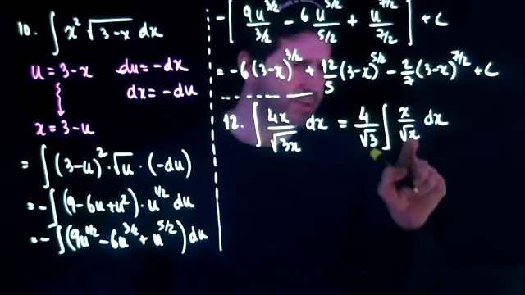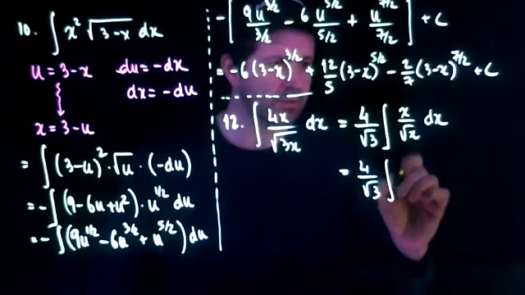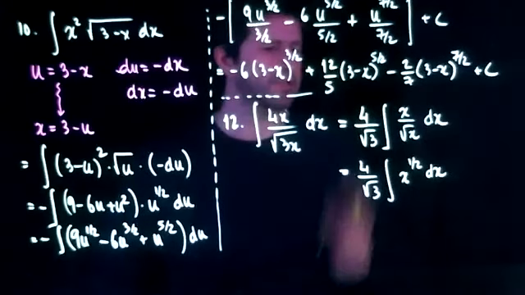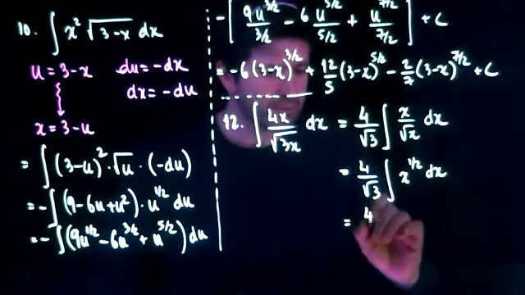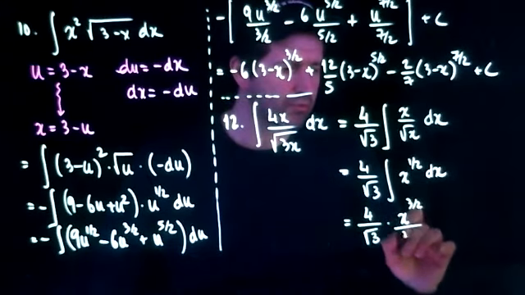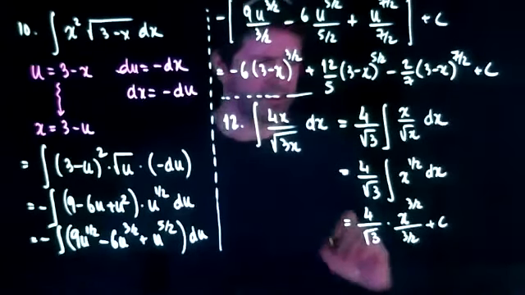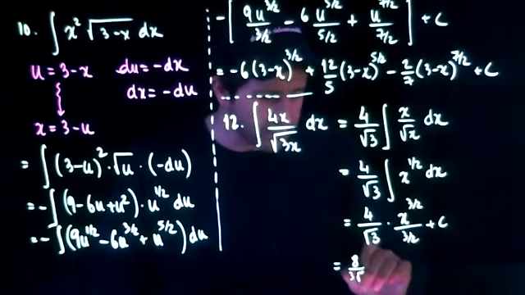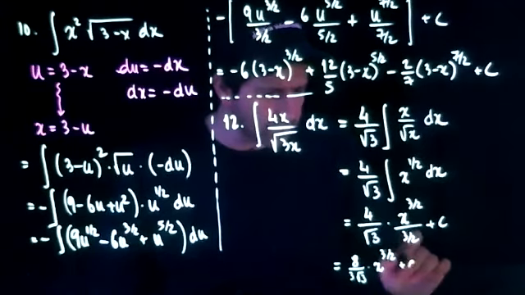And then x divided by root x is just root x. So it's 4 over root 3 times the integral of root x, which is just x to the power half. And that's it. There's a power rule right away. So there's no substitution to be done here. 4 over root 3 times x to the power 3 over 2 over 3 over 2 plus c. Okay, and this equals 8 over 3 root 3 times x to the power 3 over 2 plus c.